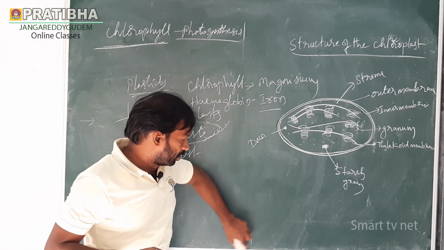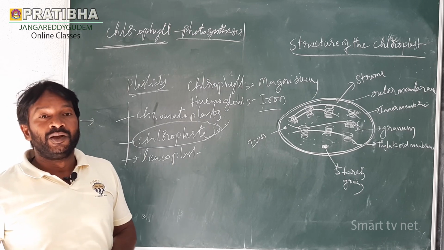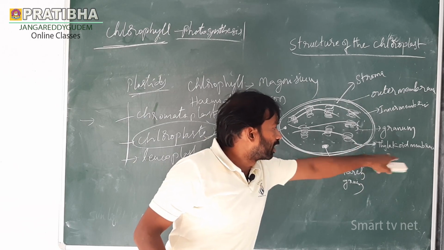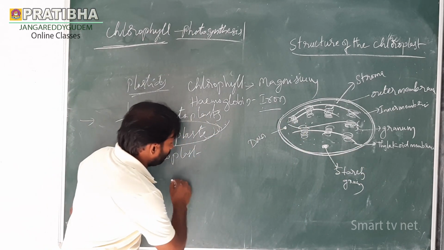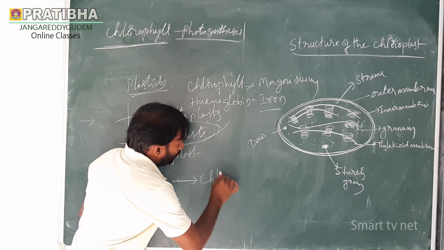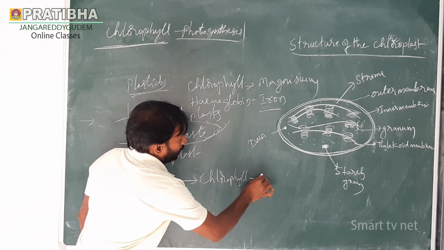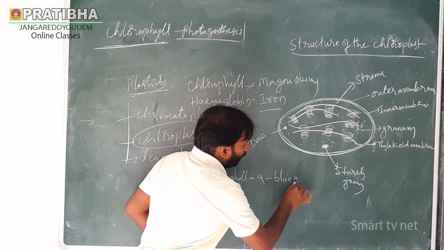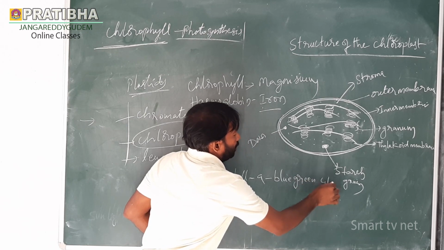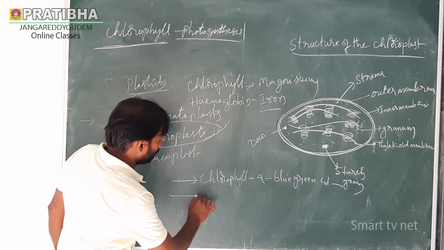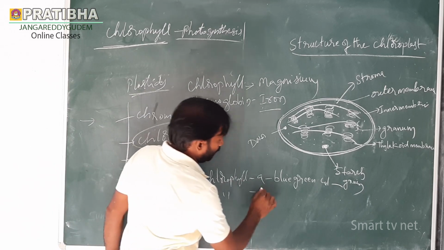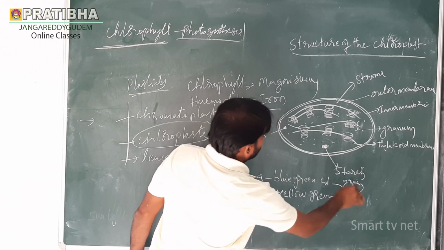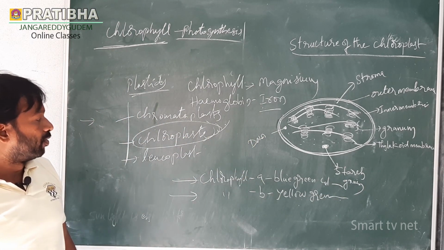There are two types of chlorophylls associated with the thylakoid membrane. One is chlorophyll A. Chlorophyll A is blue-green color. Next, chlorophyll B is yellow-green color. Like that these chlorophyll pigments are there.